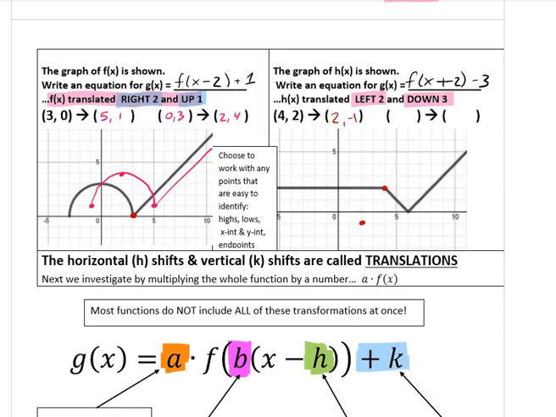Pick another point, and I'm going to pick 6, 0. My new point would be left 2, down 3. That'd be 4 and negative 3. So if I was to draw it, it would become something like this. It'd come down and be shooting straight up again.